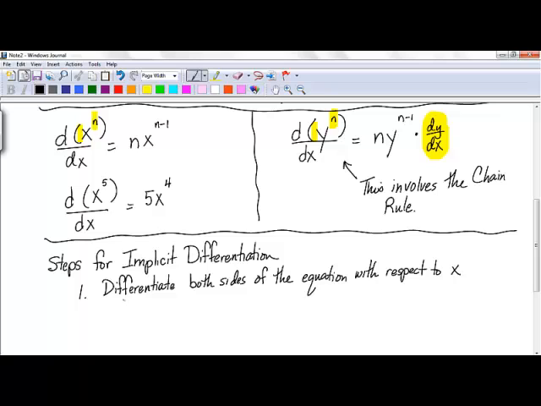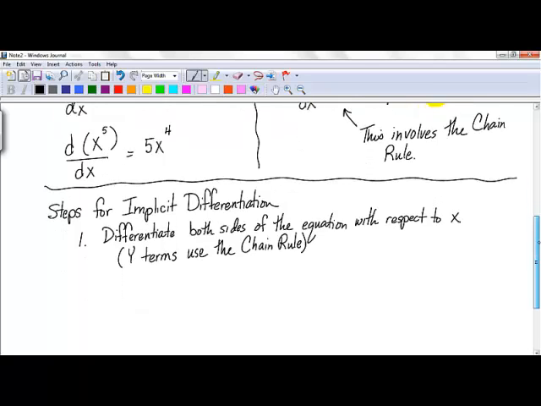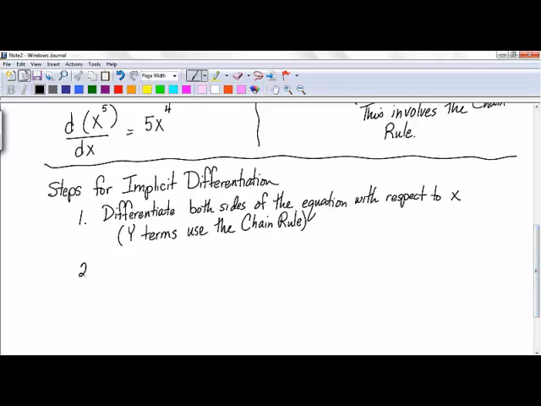Okay, then put in parentheses y terms, use the chain rule. And this will make more sense when I show you the examples. Okay, so that's the first step. Differentiate both sides of the equation with respect to x, and the y terms, use the chain rule.